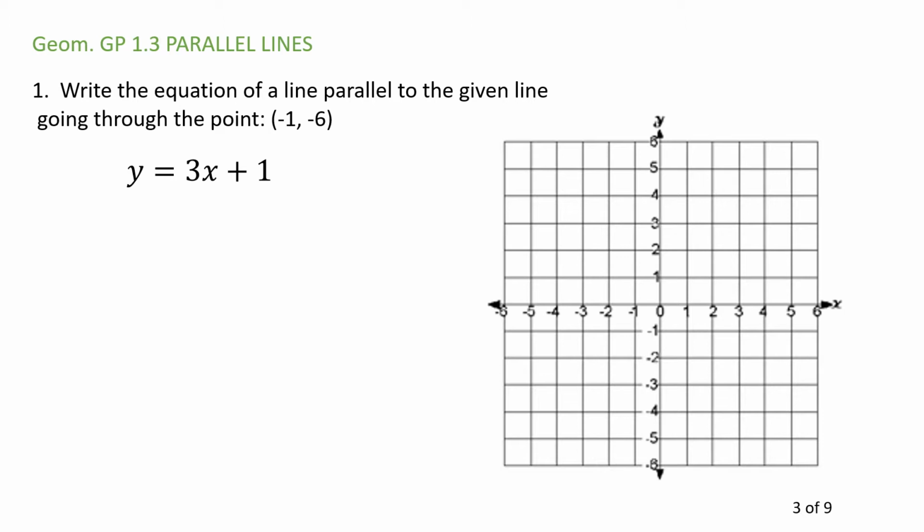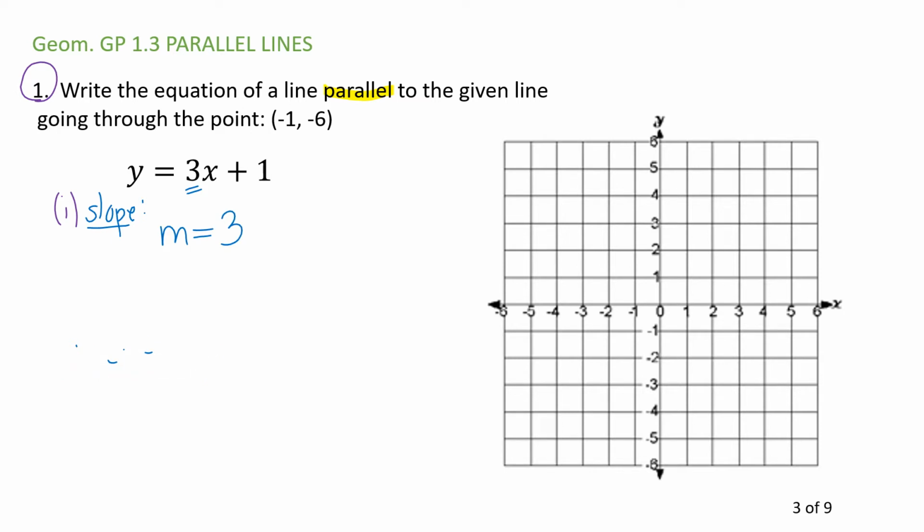So I need to write the equation of a line that is parallel to the one that's given. Well, you need two things to write the equation of a line. You need the slope, and you need the y-intercept. The slope is easy. If it's going to be the same as this, it must be the same slope. So the slope of the line I'm going to be looking for is 3.